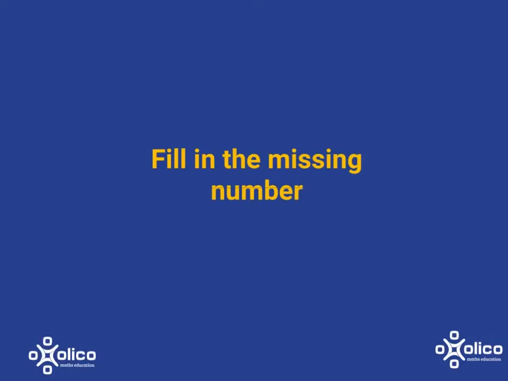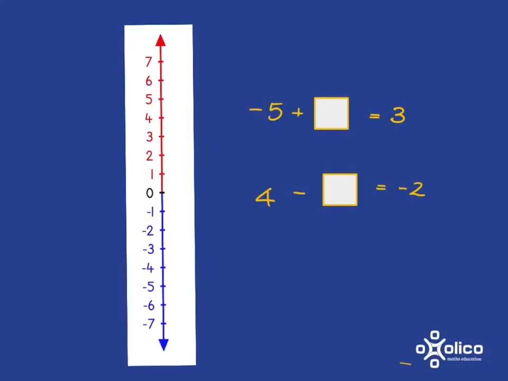We're going to continue thinking about addition and subtraction on the number line, but in this case, we're going to have to fill in the missing number. So let's start by looking at this calculation here. We're being asked -5 plus what will get us to 3.